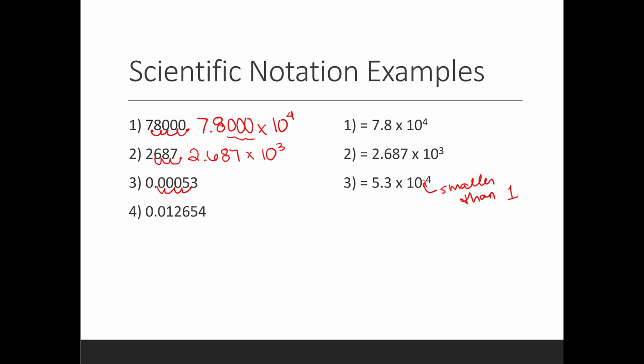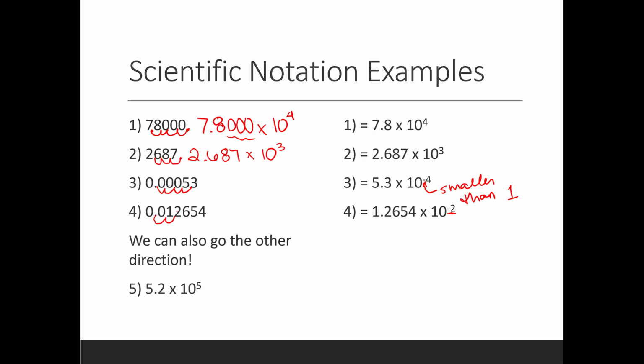Again, this is a number that is smaller than 1, so I'm going to have a negative exponent. The question is, what number exponent? I have to move my decimal 2 times to get it after that first digit. So my answer is going to be 1.2654 times 10 to the negative 2. Negative because it's smaller than 1, and 2 because that's how many times I moved my decimal point. Now that's how we go from a standard notation into scientific notation.